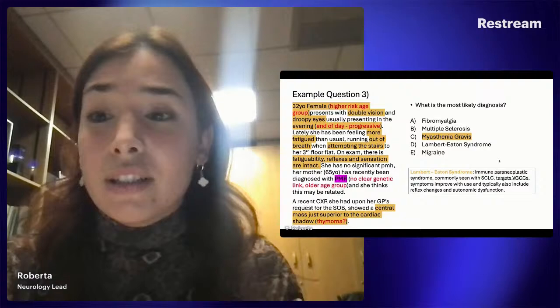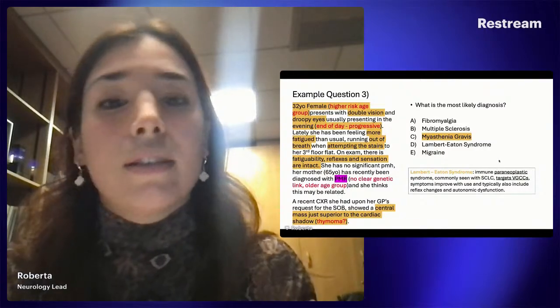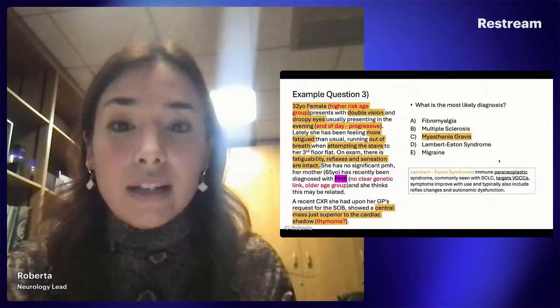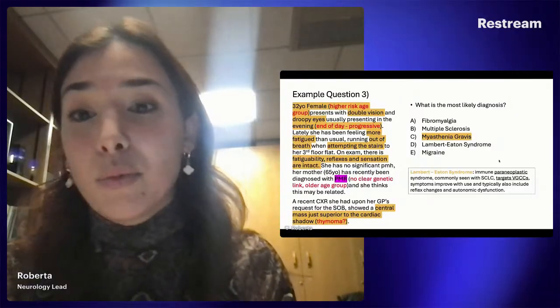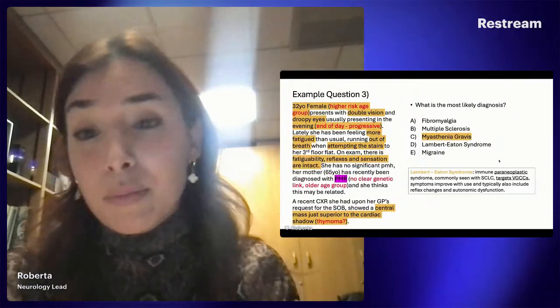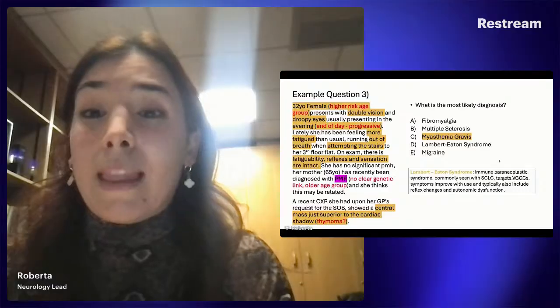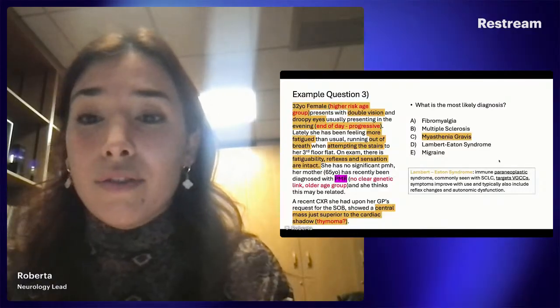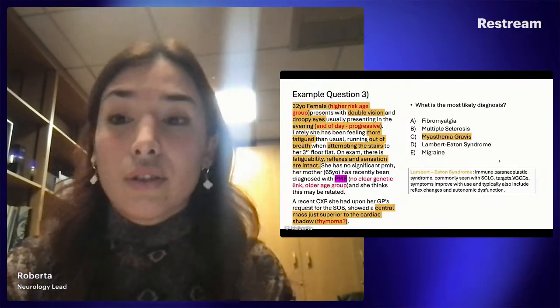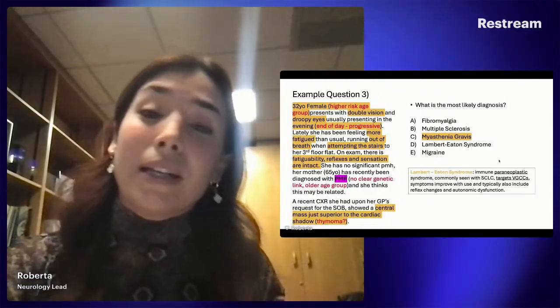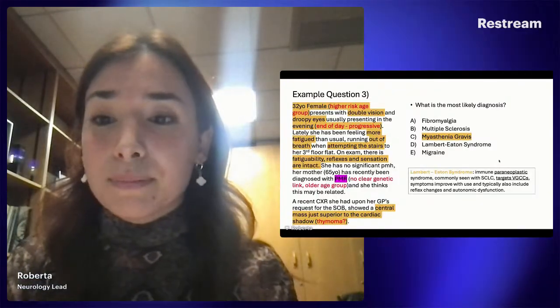Presenting with double vision and droopy eyes. So again, like I mentioned earlier, myasthenia gravis tends to affect the muscles of the face more than the limbs, and this progressive feature that it occurs over the day. So by the end of the day, it gets worse in the evening.